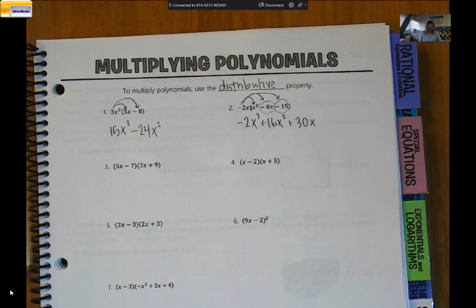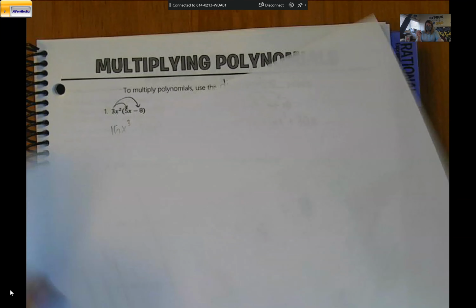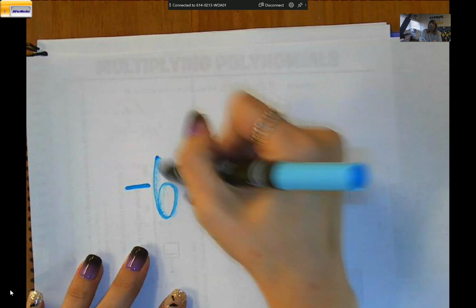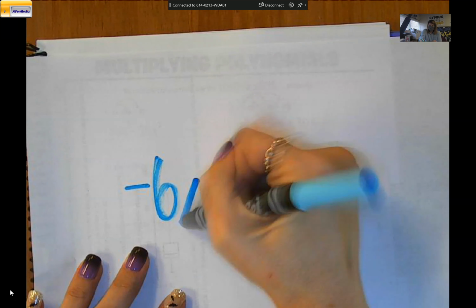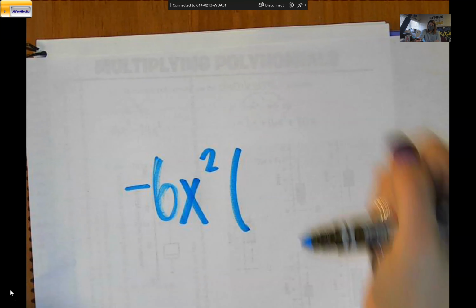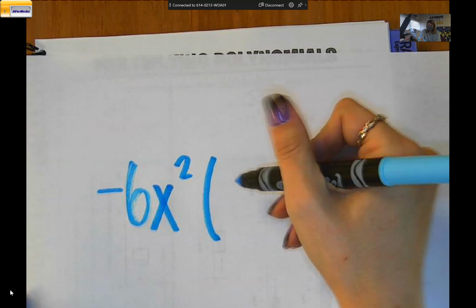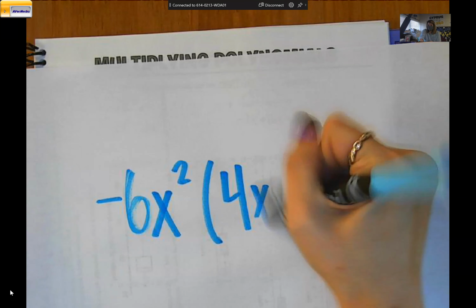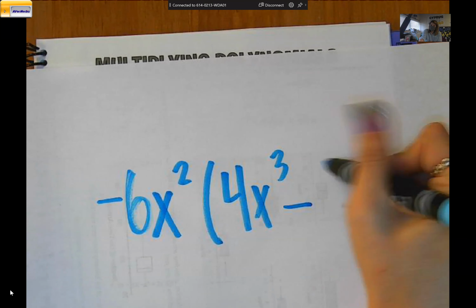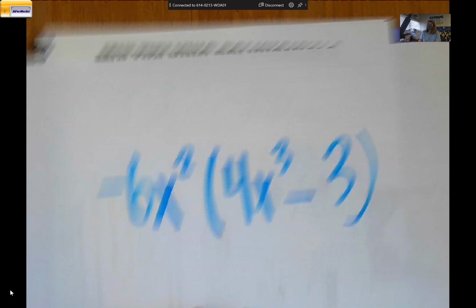Okay, let's just try one more of these because that looked really good. Let's do negative 6x squared times 4x cubed minus 3.